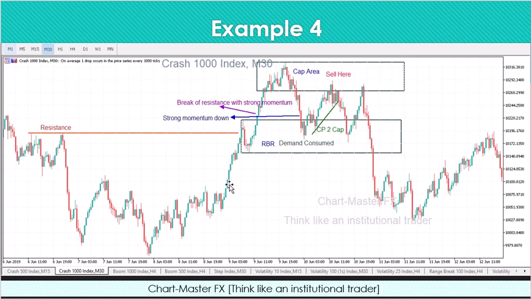So you can see guys, we have a rally base rally, and here you can see that on this rally base rally, the price came down and it actually respected this base, and the price went in form of a compression to cap. And guys, you can place your trade here.